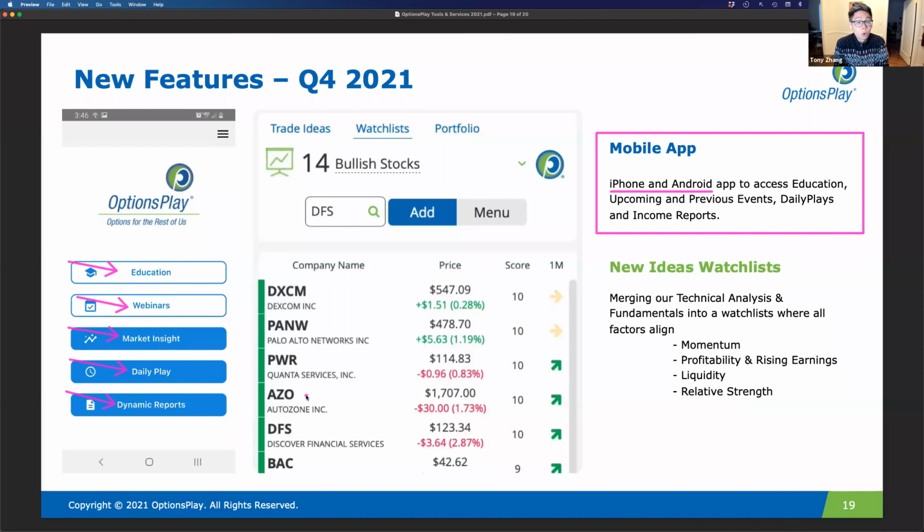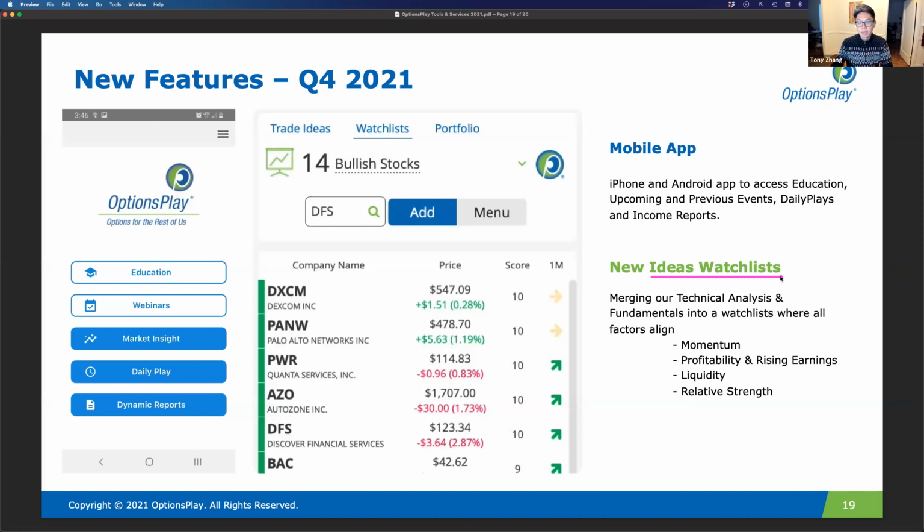So this is something that we're really excited about, and I'm really excited about, and hopefully you'll be able to utilize a lot of the resources that I'm going to show you here today on the road when you do want to make a trade on your platform, on your mobile device. And we're also launching new ideas watch lists. We've been getting a lot of requests from the Tuesday and Friday outlook sessions and the rapid fire sessions to get ideas like that every single day. So we are going to be launching new ideas watch lists in our platform.